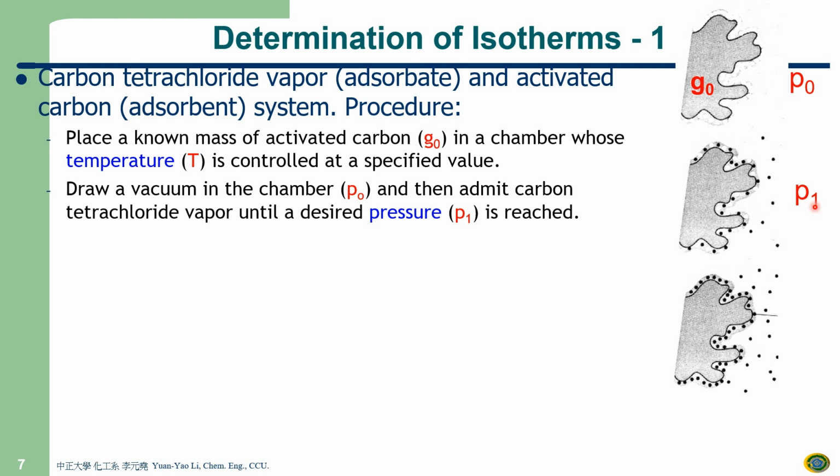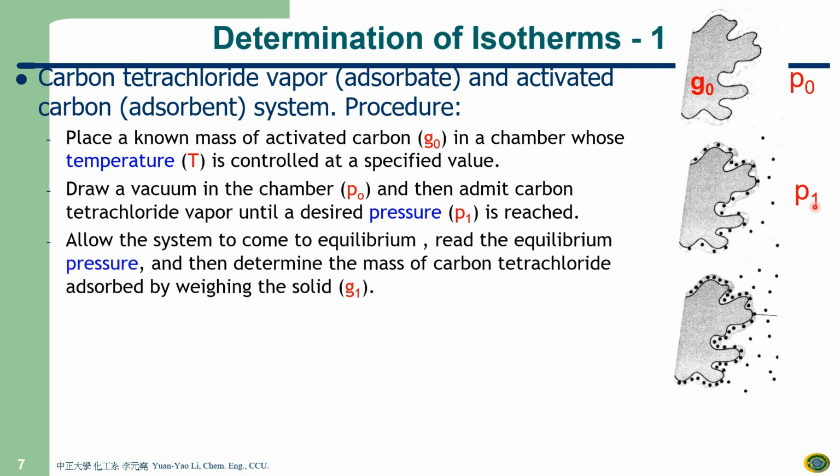And then in that case, you can measure the G1, right? Why? G1 will be greater than G0. Why? Because the molecules will absorb on the surface. So the weight of the activated carbon will increase because of the absorption. Okay? So you got a G1.